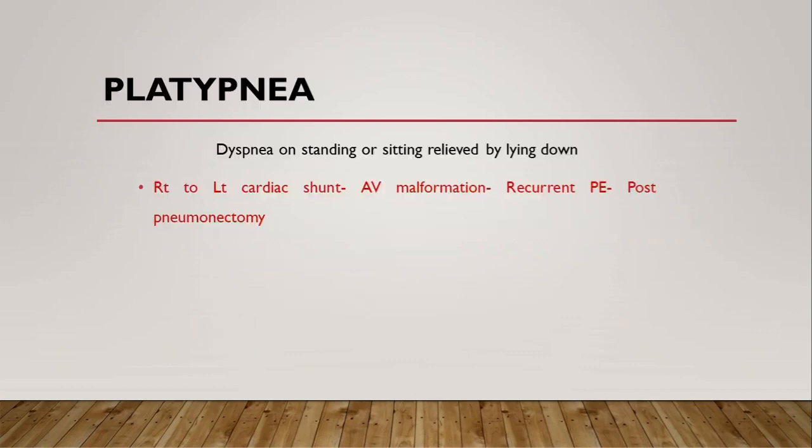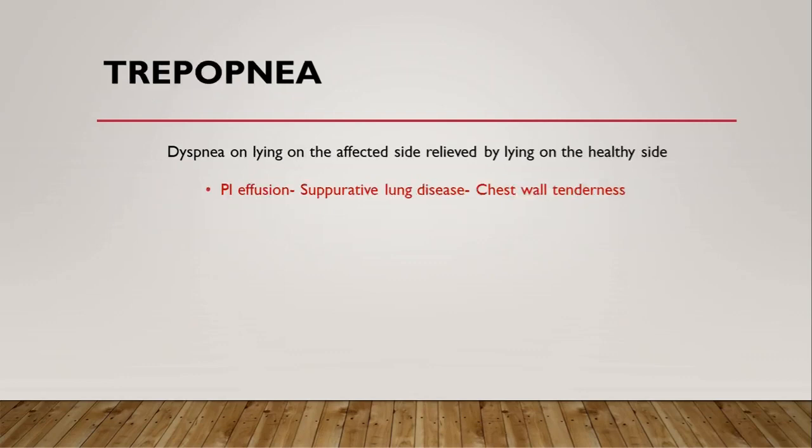Platypnea, or axial orthopnea, is dyspnea on standing or sitting, relieved by lying down. This is seen in patients with right-to-left cardiac shunt, AV malformation, hepatopulmonary syndrome, recurrent bronchiectasis, and post pneumonectomy. Trepopnea is dyspnea on lying on the affected side, relieved by lying on the healthy side. The most common cause of trepopnea is pleural effusion, suppurative lung disease, chest wall tenderness, and sometimes left-sided heart failure.